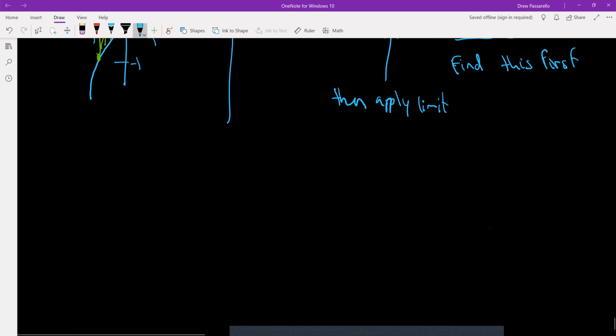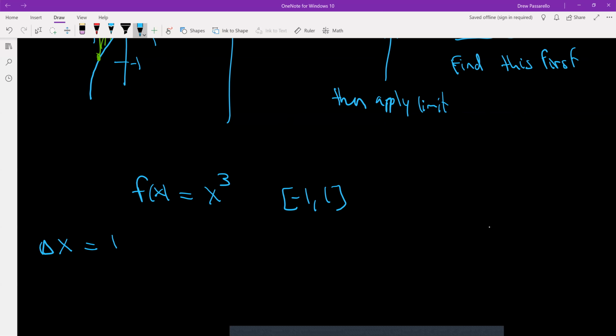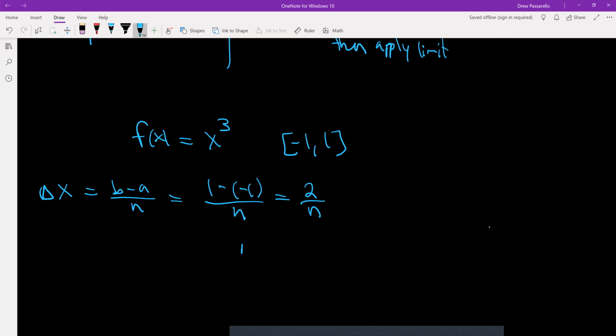All right, so I'll just write the function was x cubed. And we have -1 to 1. So delta x is b minus a over n. In this case it's 1 minus -1 over n. So that's 2 over n. All right, so that's what delta x is.